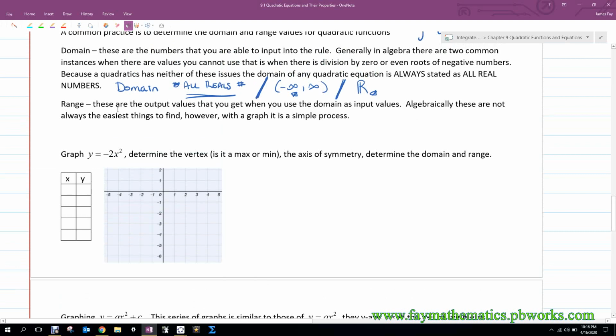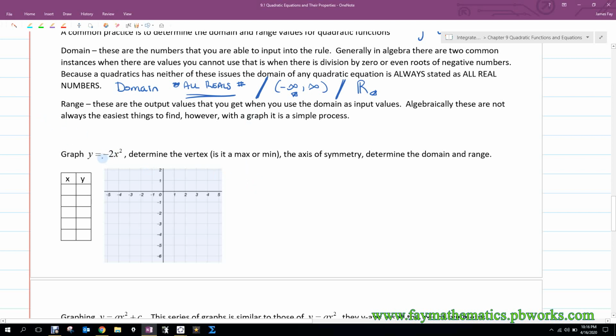The range is not as easy to figure out, okay? But it is the y values. It's the output values that you get when you choose those input values. So algebraically, these are not always the easiest thing to find. However, with a graph, it's a simple process, and I'll walk you through that process here in a moment, okay?